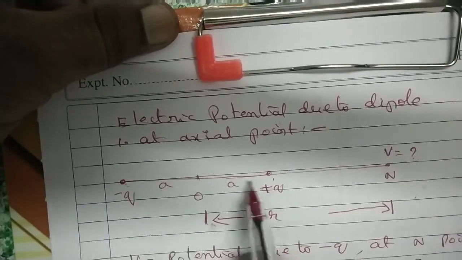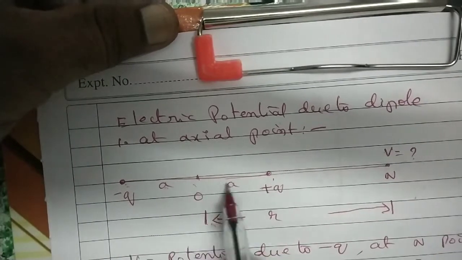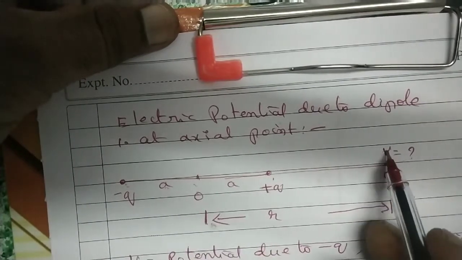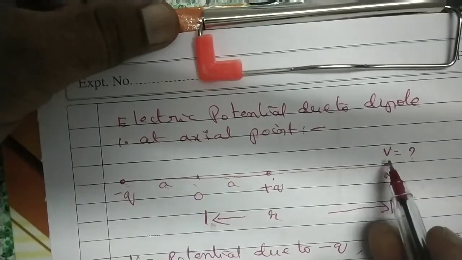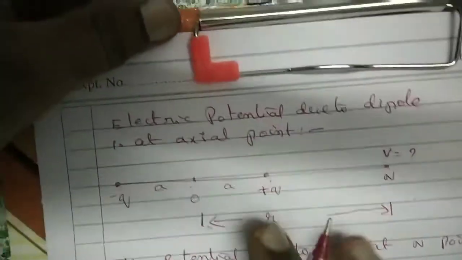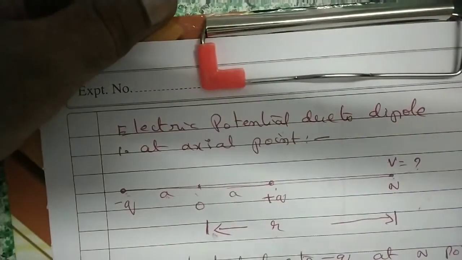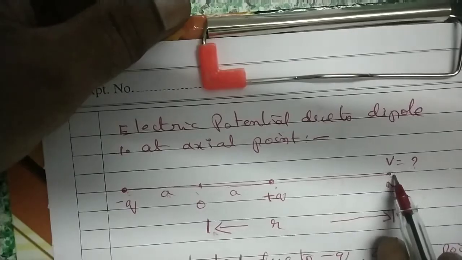Dipole length is 2a, a plus a, 2a. On this axis, at distance r from the center, there is a point n where we have to find the potential. So due to this dipole at the axial point n, we are going to find the electric potential, because the dipole will establish an electric field around it. In that electric field, at every point, electric field intensity E and electric potential V will be there. So we are going to find the electric potential V.